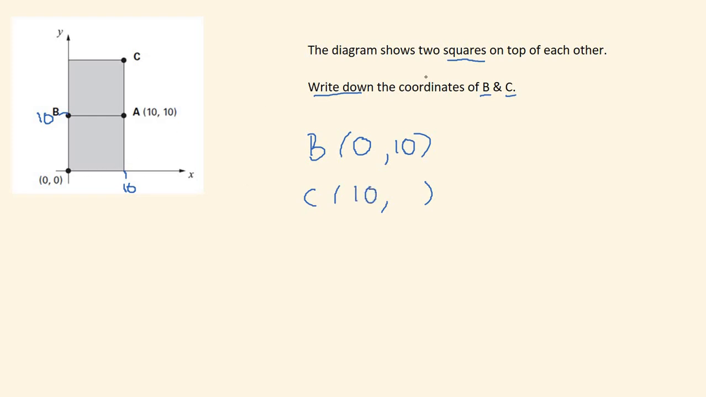Now the other thing that we know is that these two squares are put on top of each other. We can see their widths are the same, so therefore their heights must also be the same. So that means if that's 10, that distance must also be 10, which means that this point here must be 20. So the y coordinate for C must be 20. So that's how you can work it out. So we have a B coordinate which is 0, 10, and a C coordinate which is 10, 20.